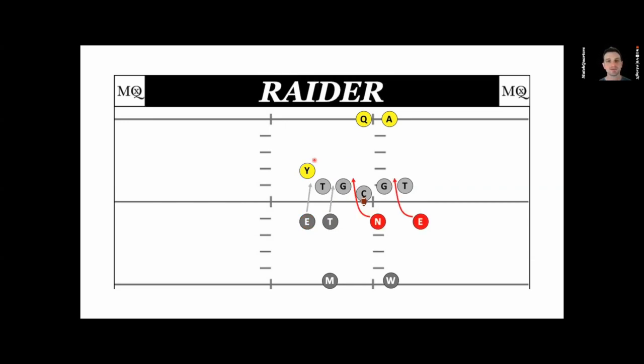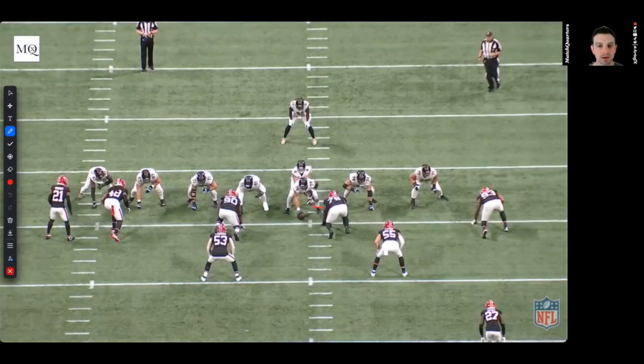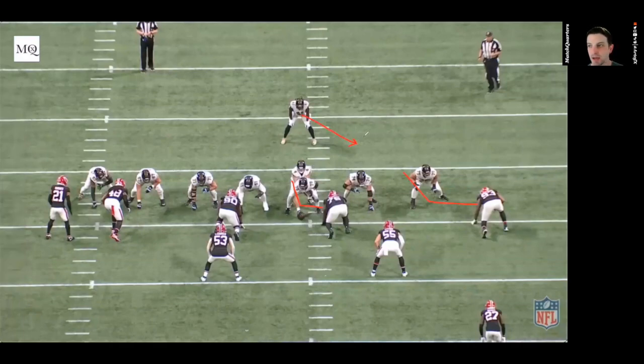Now let's get into some film and see how the Falcons use this against the run game of the Saints. In this first clip, we're going to get a Raider stunt on the weak side. So we're going to get the defensive end to rip into the B gap. We're going to get the nose to cross face. Now, we're going to get kind of a mid-zone, kind of semi-outside zone stem from the Saints. They're going to be attacking this tackle right here.